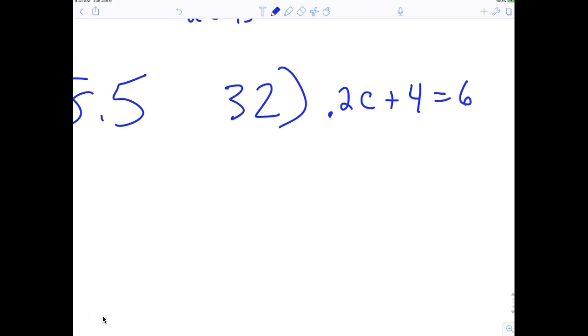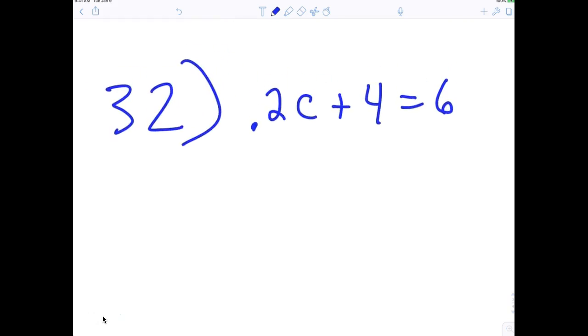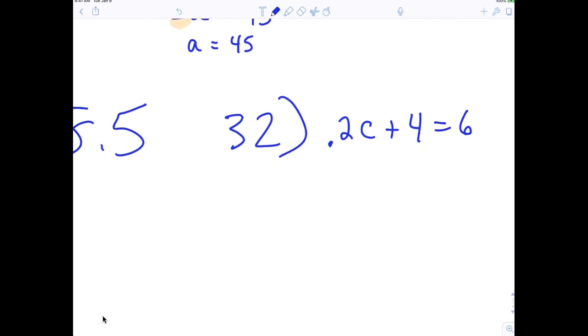All right, let me hear someone else. No, I didn't hear from you today. I'm on number 32 right here on the board. What do I have to do first? You subtract 4 from both sides. Very good, thank you. So 0.2c equals what? 2. That is correct. And c equals 10. Very, very good.